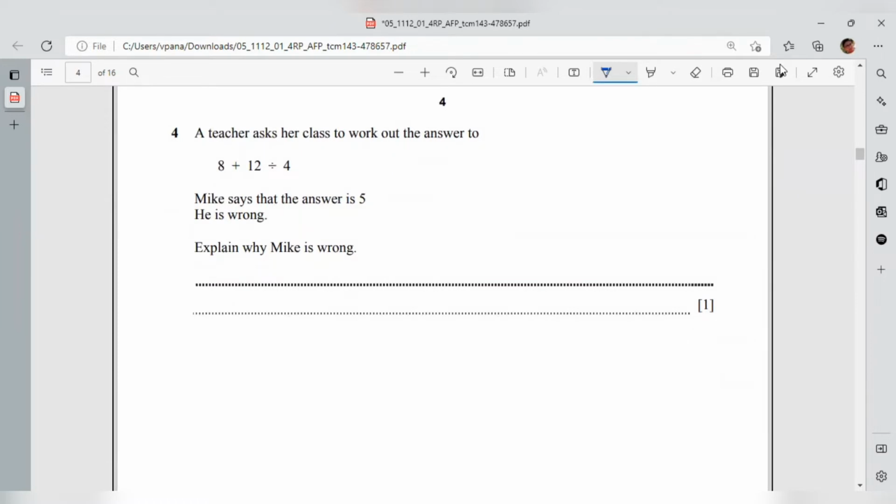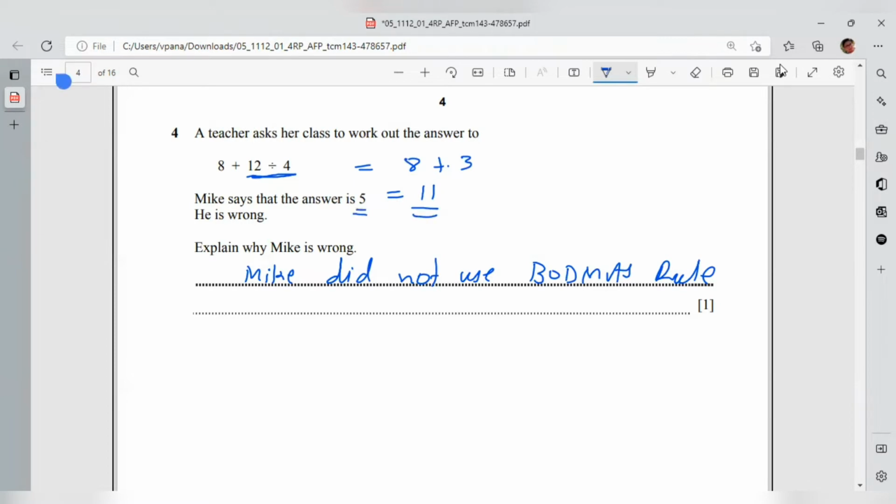Mike says that the answer is 5. He is wrong. Explain why Mike's working is wrong. So he says the answer is 5. So if you start working over here, so we know that according to the BODMAS rule, you need to do the division first. So we get this is equal to 8 plus 12 divided by 4 is 3, which is equal to 11. So this is how, explain why Mike is wrong. So Mike did not use BODMAS rule. Got it? So if you use BODMAS, the answer should be 11, whereas he has said the answer is 5.